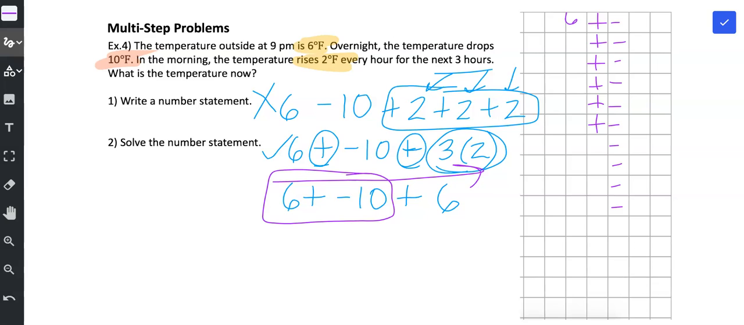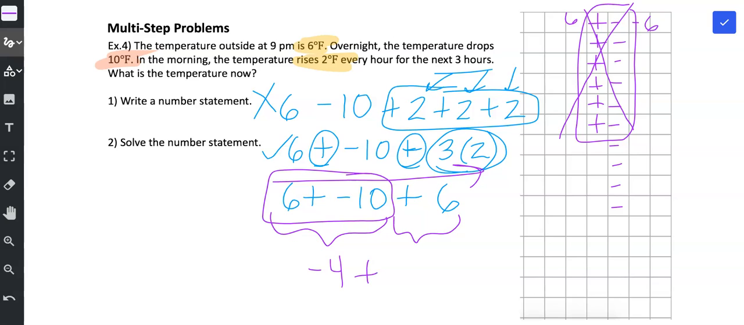So if I have 6 positives and 6 negatives, this section right here is a zero pair. 6 and negative 6 are additive inverses of each other. They're opposites of each other. So they form a zero pair. And I'm left with negative 4. And then I'm going to copy the rest of the problem. So I'm going to write plus 6.